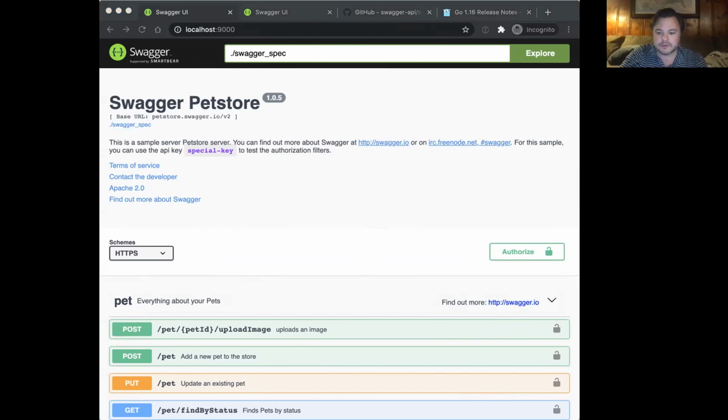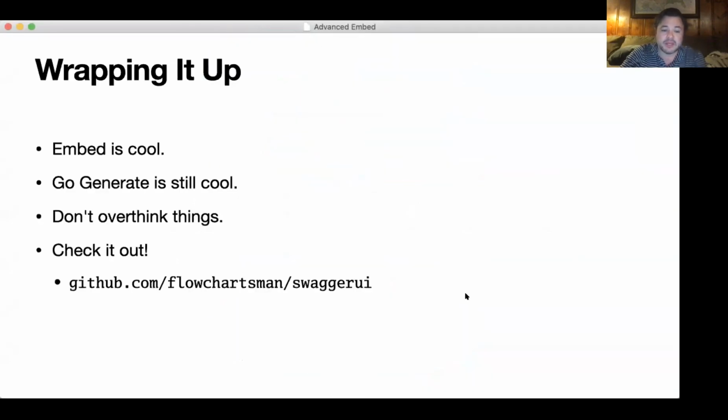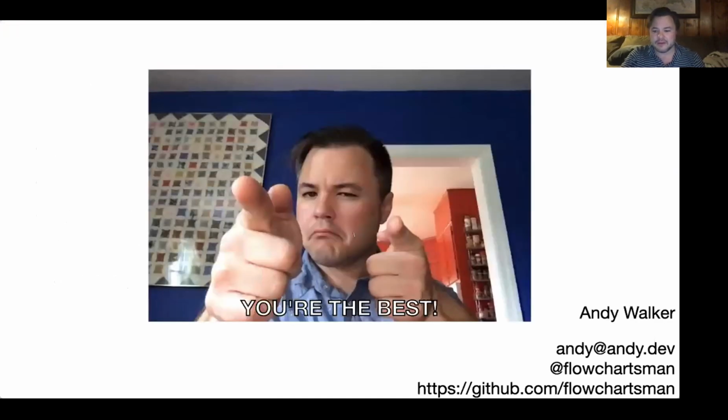So with that, embed is cool, and go generate, despite being old and relatively simple, is still cool if you use it for the right things. Do not overthink things like I did and use testing stuff. And then you can check it out. It's at github.com/flowchartsman/SwaggerUI. I'll be updating it tonight with this newly simplified, much less crappy code. And, you know, you're the best.